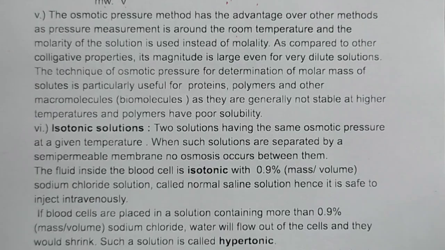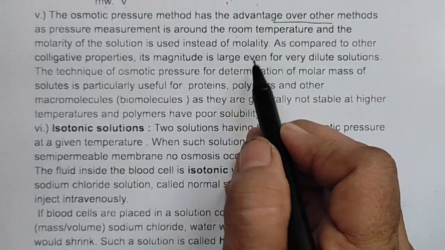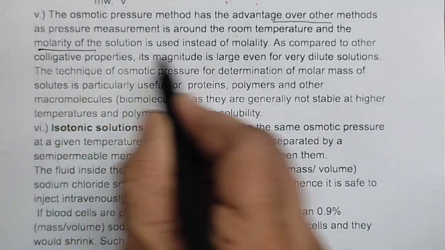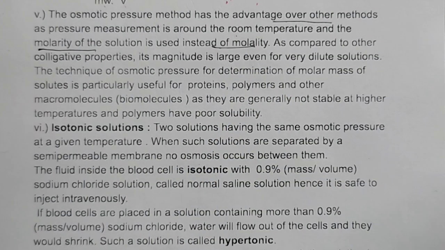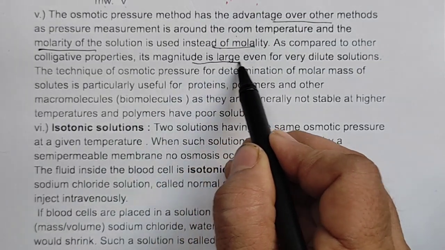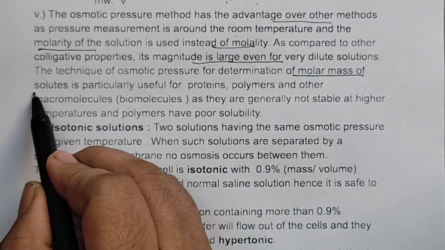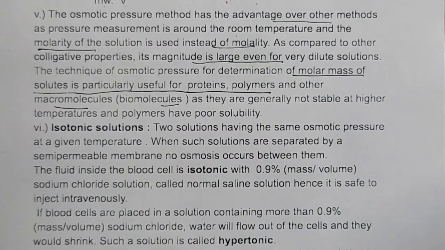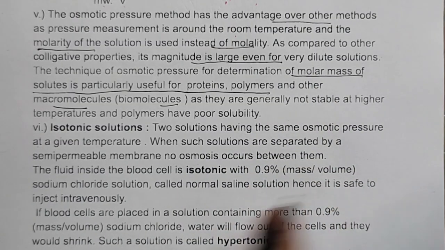But what I am saying is osmotic pressure method has the advantage over the other methods to calculate the molecular weight because it uses concentration instead of molarity. And another thing is, in comparison to the other methods, its magnitude is large. And this technique is also useful for determination of molar masses of macromolecules like proteins, polymers, biomolecules, etc. Because this is usually carried out at the normal temperature, at one temperature, there is no temperature variation in it.